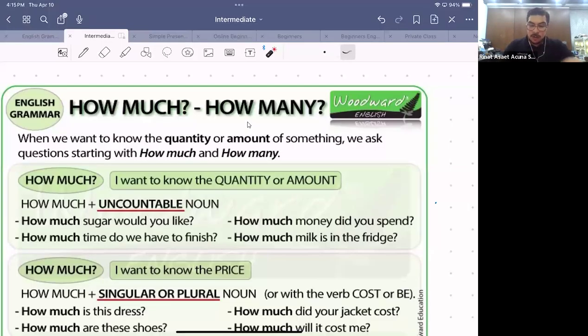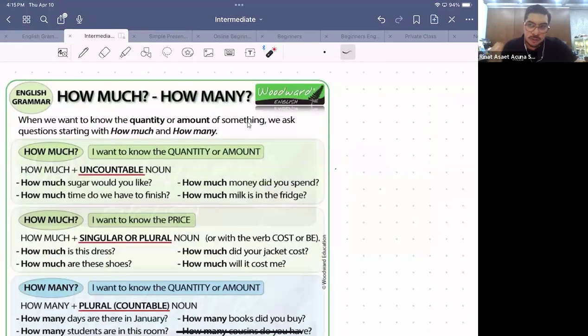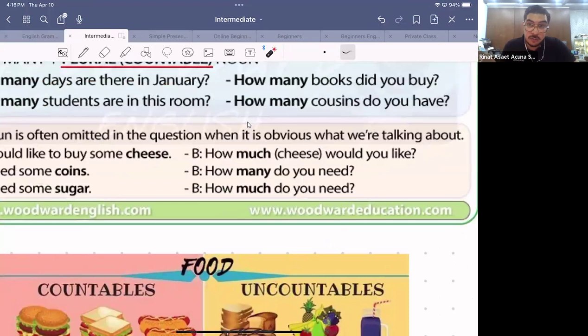Okay, excellent. So we're talking about how much and how many. We're going to talk about how we structure them and what the correct way to use them is. When to use how much, and when to use how many. We're also going to be talking about countable and uncountable nouns. This is a topic that goes hand in hand. You need to understand one in order to do the other.